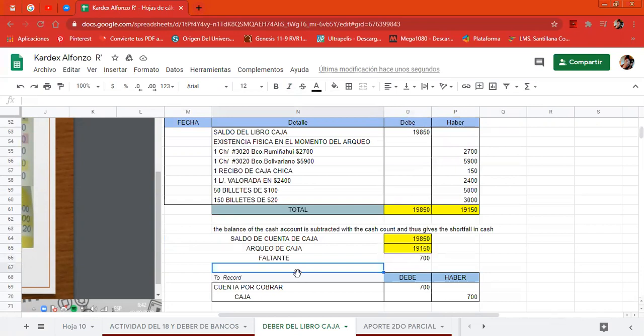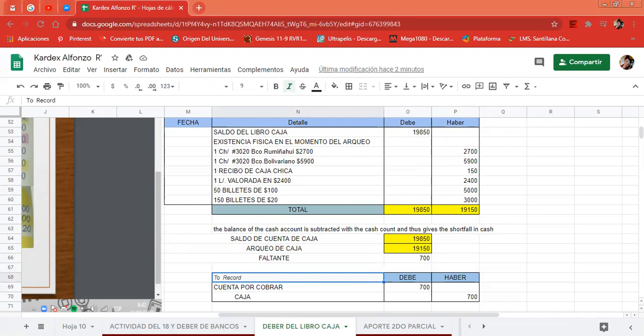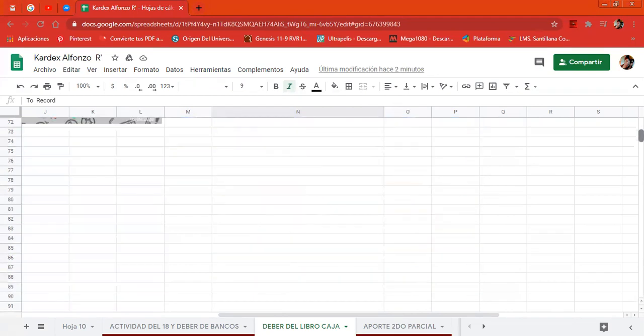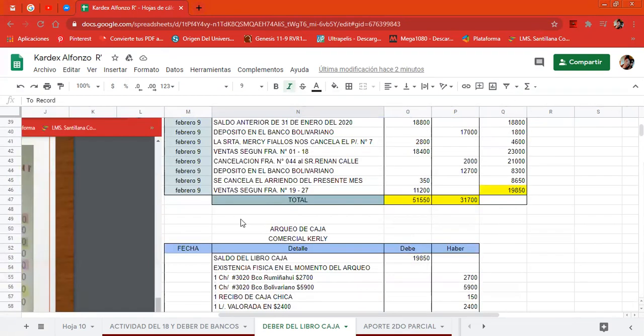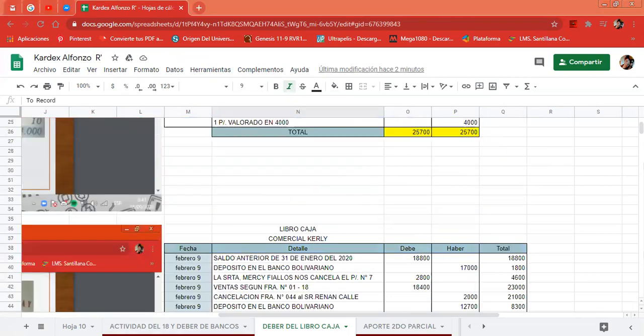The next step is to record receivable versus books. Receivable with 700 and books 700. In this exercise, a shortage is present in the book.